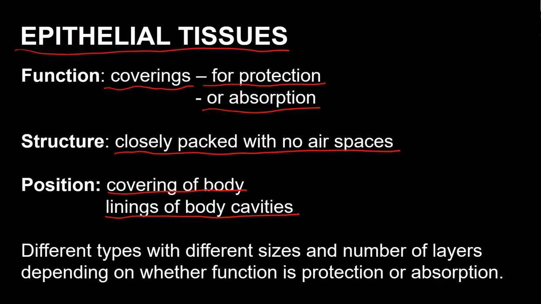Now, depending on its specific function, we find different types of epithelial tissue. And what is important, the cells are different sizes, and there is a different number of layers. And the number of layers depends on, is its job protection, in which case you'd need many layers, or is its job absorption, in which case you would need few layers.